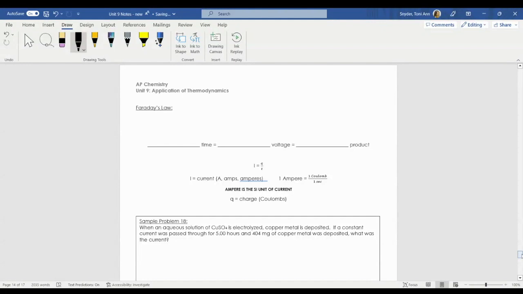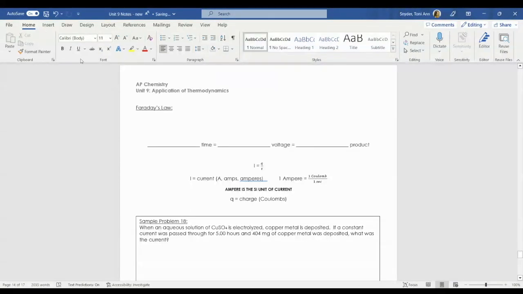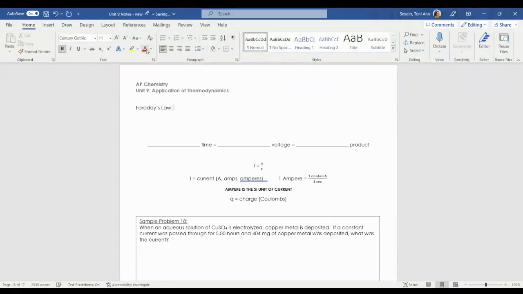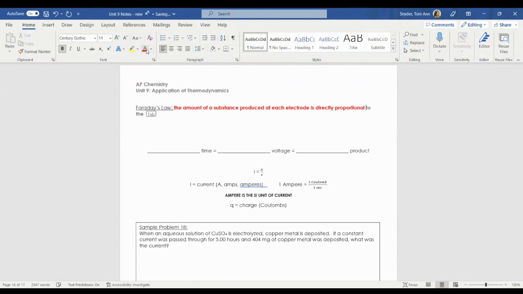You did a problem on Faraday's law because I wanted you to see this one. Faraday's law tells us, let's get back to the drawing here. Faraday's law tells us that the amount of a substance produced at each electrode is directly proportional to the amount of charge flowing through the cell.